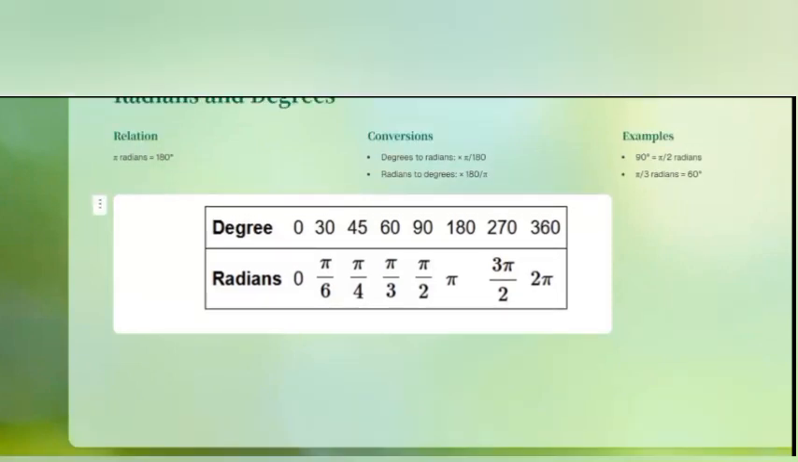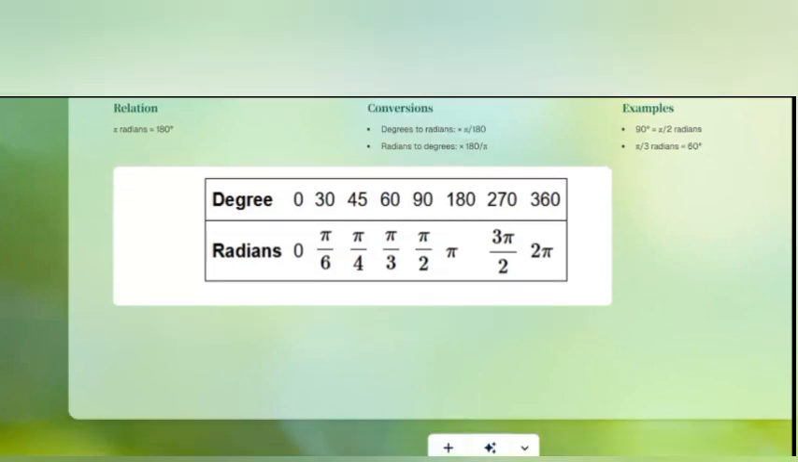Right, so for the very common angles, we have 30, 45, 60, 90, 180, 270, and 360. And these are their corresponding values in radians: 0, pi over 6, pi over 4, pi over 3, pi over 2, 180 is pi, 3 pi over 2, and 360 is 2 pi, which is the completion of a full circle.